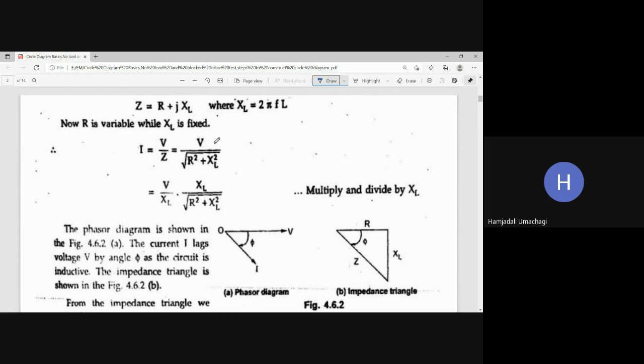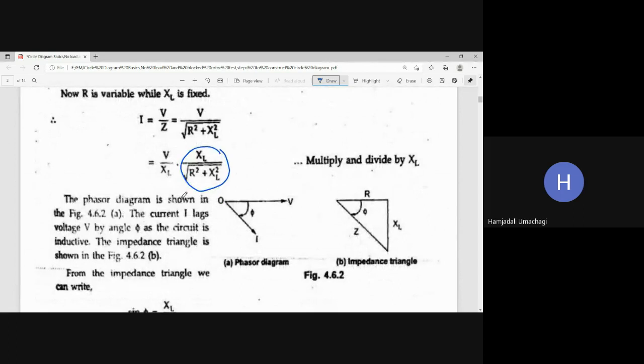If we multiply and divide both the numerator and denominator by the reactance XL, the equation remains the same. We are only modifying the equation, but the meaning is the same. By doing this, XL comes into the numerator, and the square root of R square plus XL square remains in the denominator. Now we can take out this whole part, and let us see the next explanation.